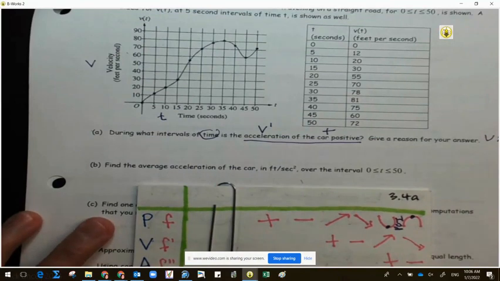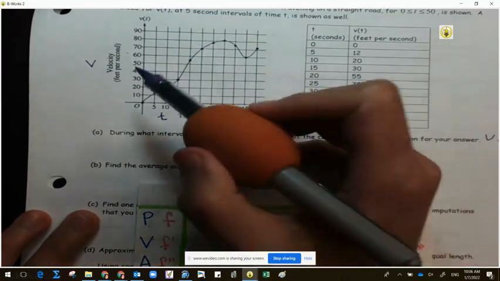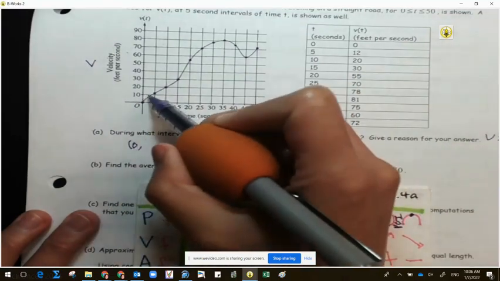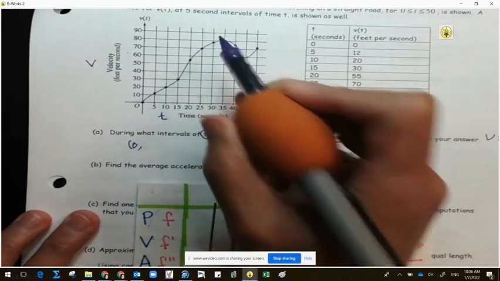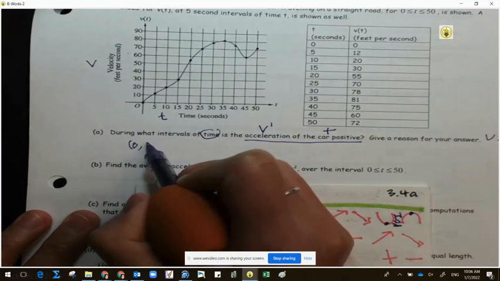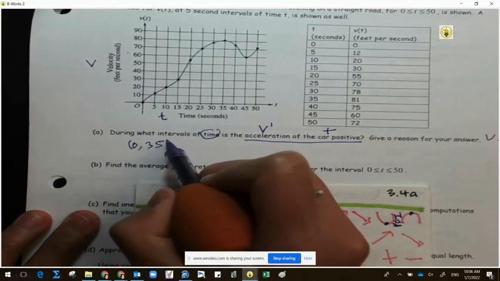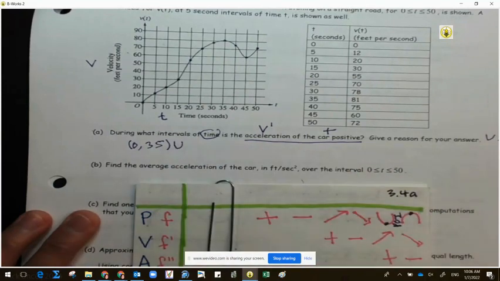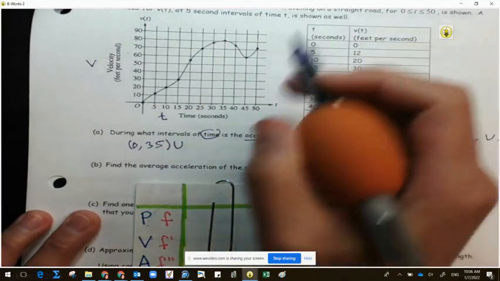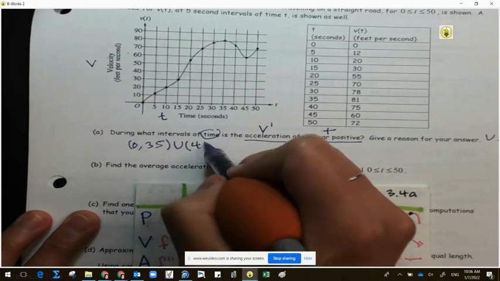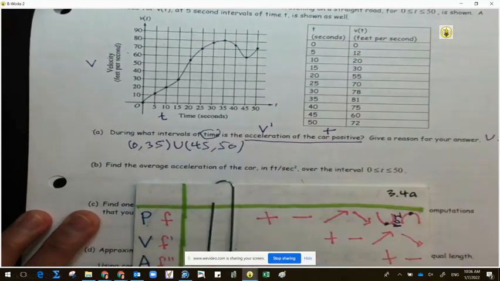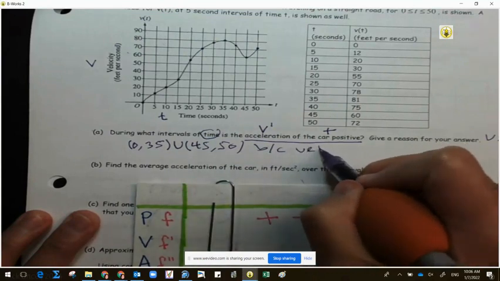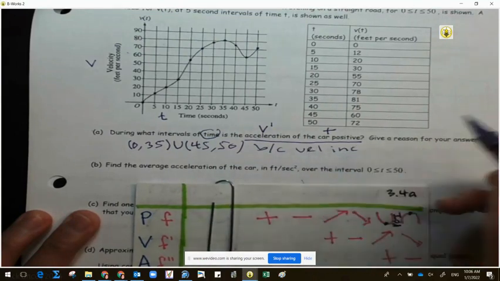So we're looking at the parts or the intervals where it's going to be increasing. It is increasing at 0 for sure, and it continues to increase until we get to what number of the t-value? 35. Is that the only spot it's increasing? Nope. Where else does it pick back up? At 45 to 50. Very well. 45 to 50. And that is because the velocity is doing what? It is increasing.